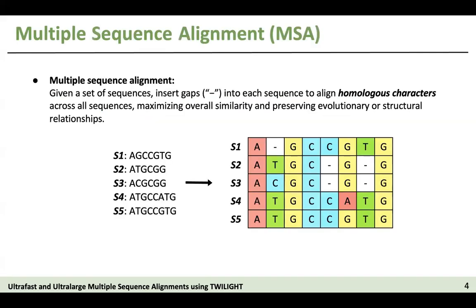Multiple sequence alignment, also known as MSA, is just like a pairwise alignment, but instead you try to align more than two sequences. The goal of MSA is to maximize the overall similarity and to preserve evolutionary or structural relationship between multiple sequences. Multiple sequence alignment is a cornerstone of many bioinformatics applications. So I'll name a few here.